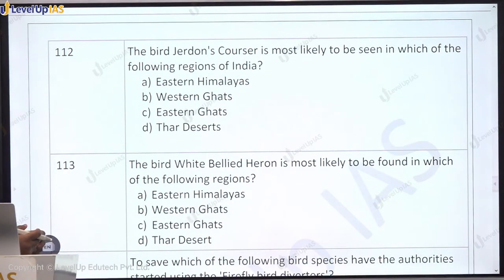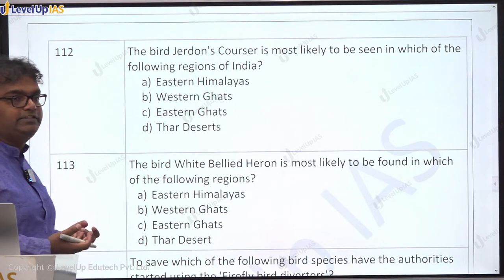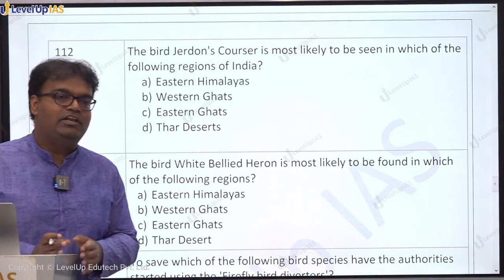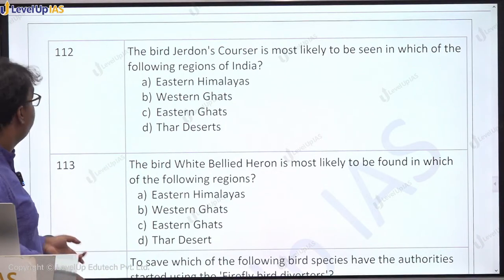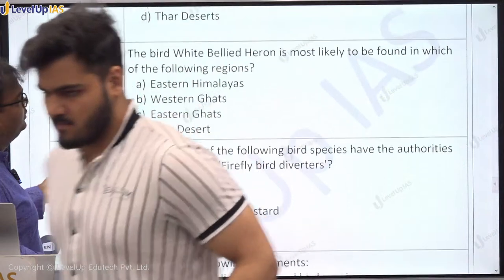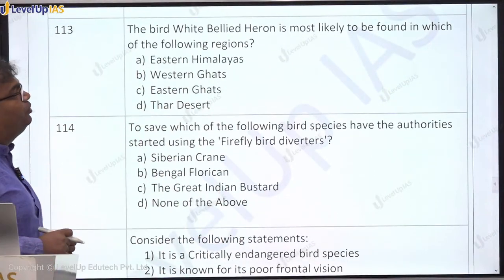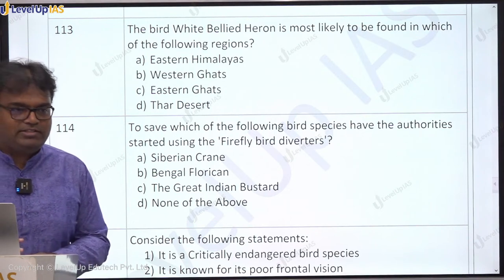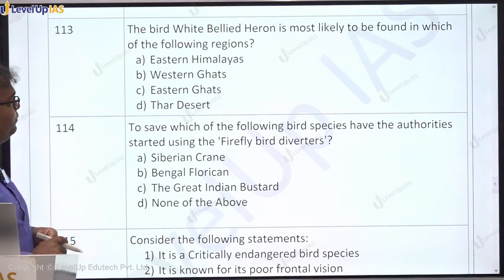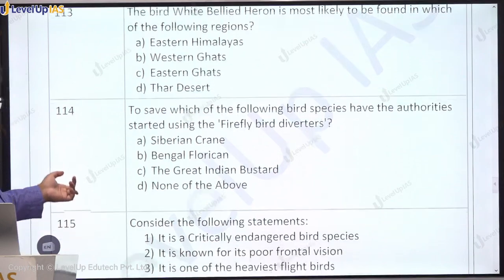112. Jerdon's Courser is most likely to be seen in which of the following regions? Eastern Ghats, Sri Lankamalleswara Wildlife Sanctuary. It is the flagship species in Andhra Pradesh. Okay. 113. The bird white-bellied heron is most likely to be found in which of the following regions? Eastern Himalayas, right? White-bellied heron, Eastern Himalayas, okay.